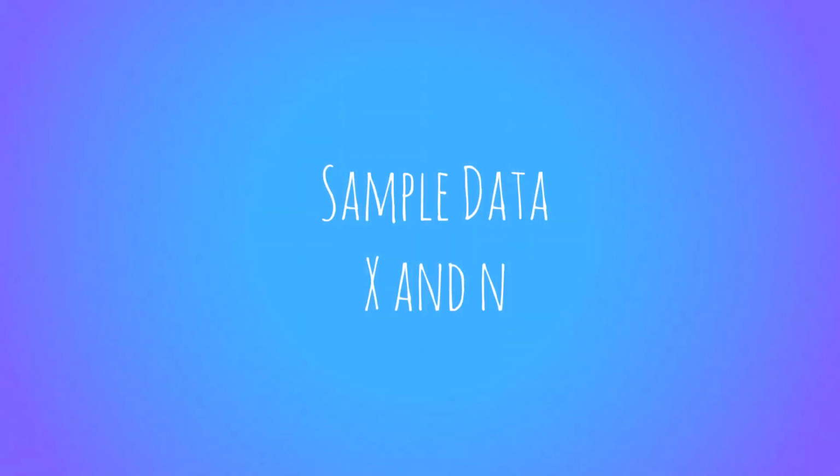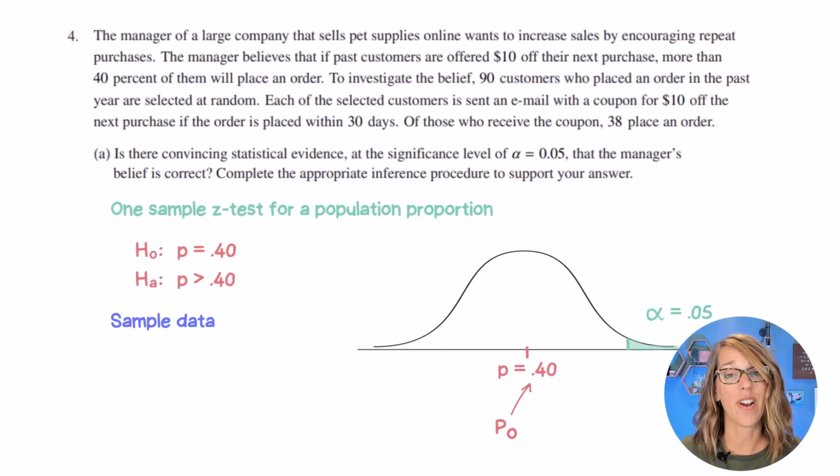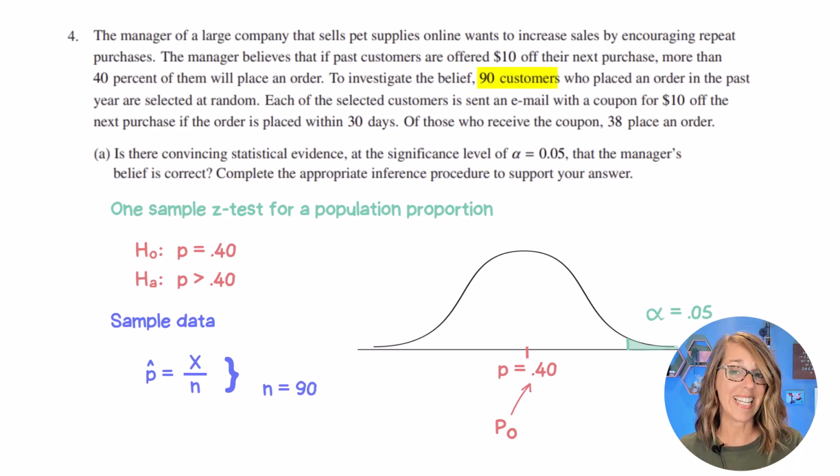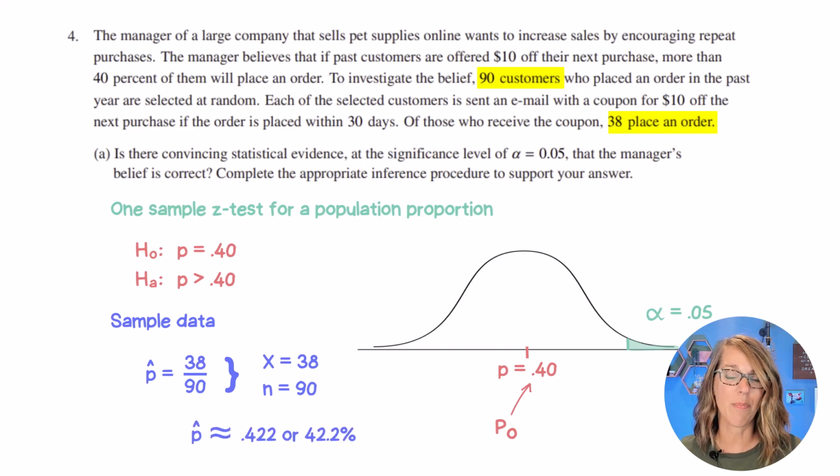Let's talk about those sample numbers next. The calculator asked for X, which is the number of successes, and N, which is our sample size. What it's really getting at here is P hat, the sample proportion: successes out of total, or X over N. For our sample, we had 90 customers, and of those 90, 38 placed an order. So we've got 38 out of 90. If I do the math there, we get 0.422 or 42.2%. It's definitely more than 40, but I want to know, is it significantly more than 40?